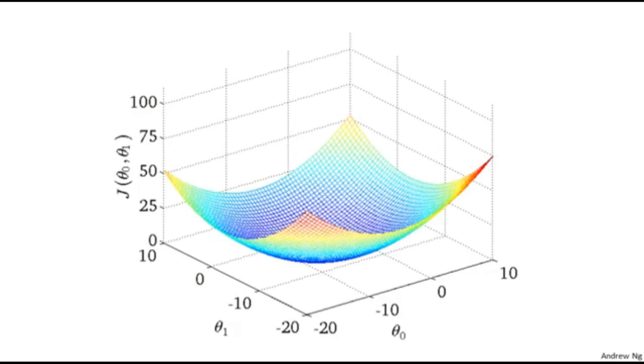So this is a 3D surface plot where the axes are labeled theta 0 and theta 1. As you vary theta 0 and theta 1, the two parameters, you get different values of the cost function J of theta 0, theta 1. And the height of this surface above a particular point of theta 0, theta 1, that's the vertical axis, indicates the value of J of theta 0, theta 1. And you can see it has this bow-like shape. Let me show you the same plot in 3D.